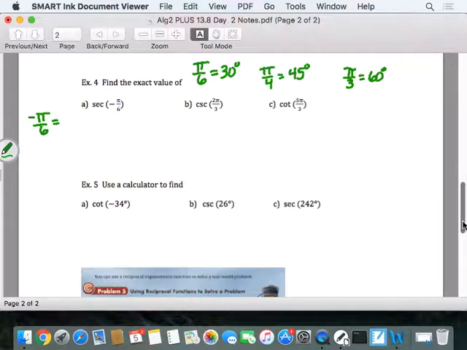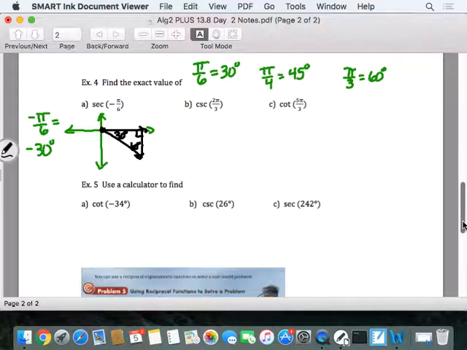Pi over 6 is 30 degrees. Pi over 4 is 45 degrees. Pi over 3 is 60 degrees. So if I have negative pi over 6, that's negative 30 degrees. A negative angle is a clockwise rotation. So negative 30 just rotates into the fourth quadrant 30 degrees.